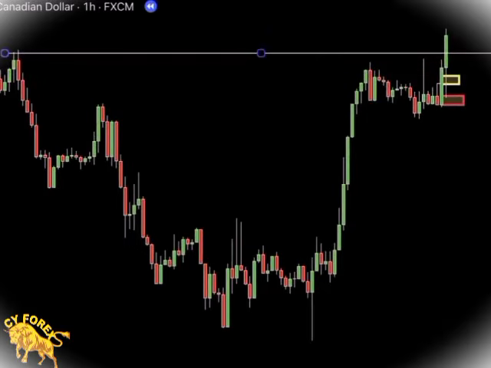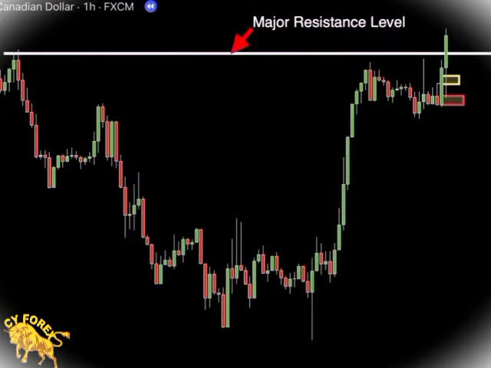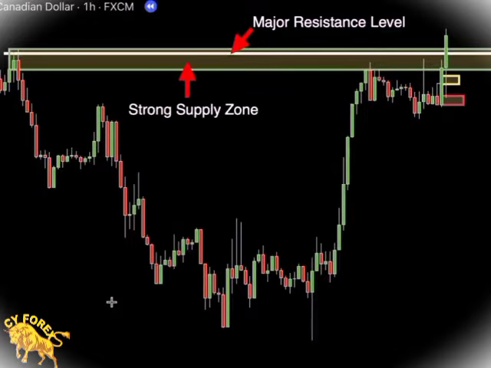On the hourly chart, we find a few key details. First, there's a major resistance level just above, along with a strong supply zone. Recently, the market broke through this resistance and moved past the supply zone, which suggests there could be some upside momentum building. With this higher time frame context, we have a clearer picture of the market's intention, adding confidence to the setup we've identified on the 5-minute chart.